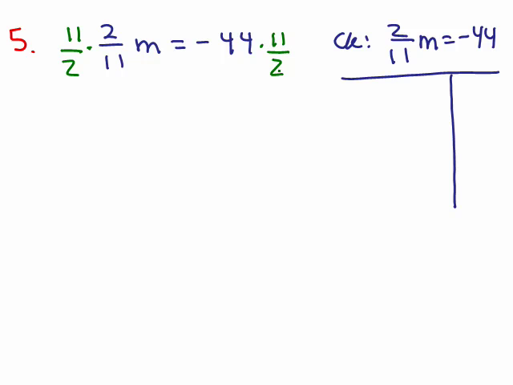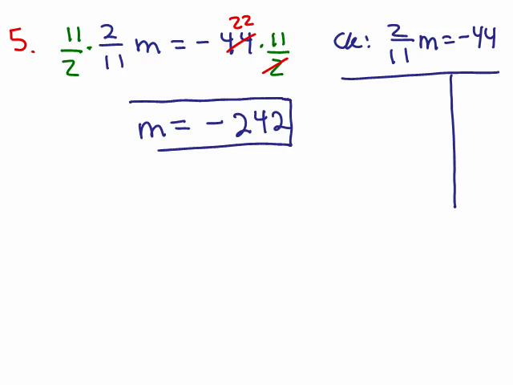I can't show every single way any person might do the problem, so I'm going to generally just do it one way. And the 11s cancel, the 2s cancel, I get 1m, and so our answer is just m equals, and now over here, I've got a negative times a positive, so it's negative. And let's see, 2 goes into 44, 22. So I have 22 times 11, and that is 242. So that's the answer, hopefully.